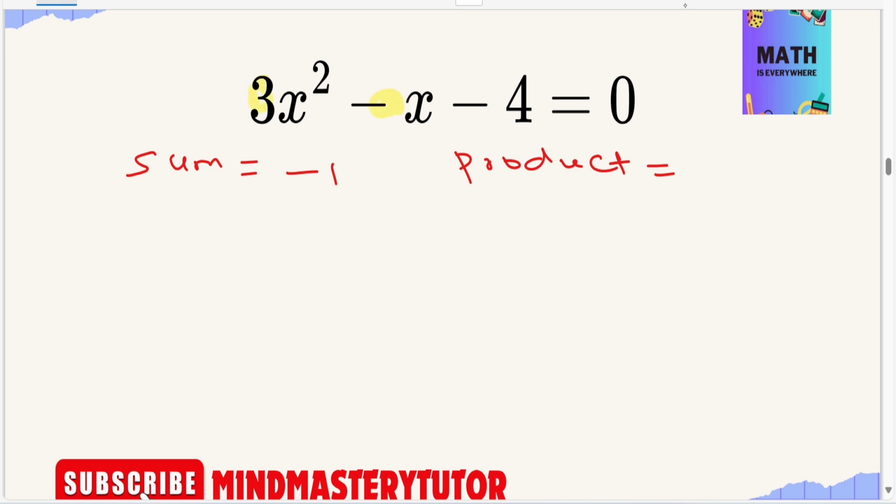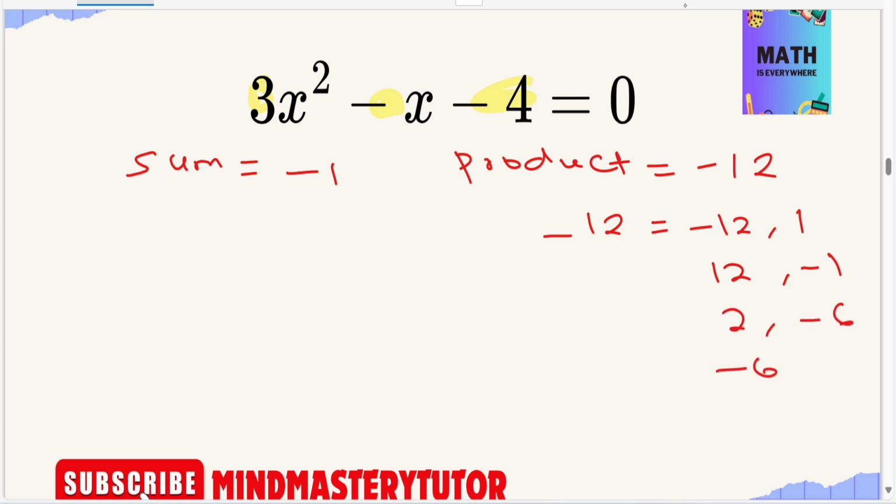Okay, so sum yetu ni negative 1, obviously ukiona sum yetu ni negative 1 hapa, na product yetu ni 3 times negative 4, which gives us negative 12. So hapa, which two numbers nikimultiply, utatafuta combinations za negative 12, which is many. Ya kwanza ikiwa ni negative 12 comma 1. Okay, we have 12 comma negative 1. We also have 2 comma negative 6, not negative 6 but positive 6 comma negative 2. We also have 3 comma negative 4 and 4 comma negative 3. So the best combination ambazo ukiadd itakupa negative 1 is only this one. So ni 3 comma negative 4.